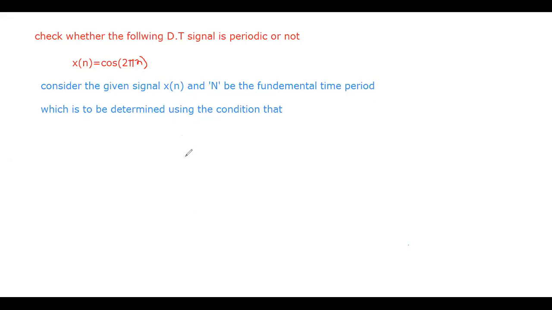Let capital N be equal to 2 pi by omega multiplied by m. Now this is the equation, the necessary and sufficient condition for determining the fundamental time period.